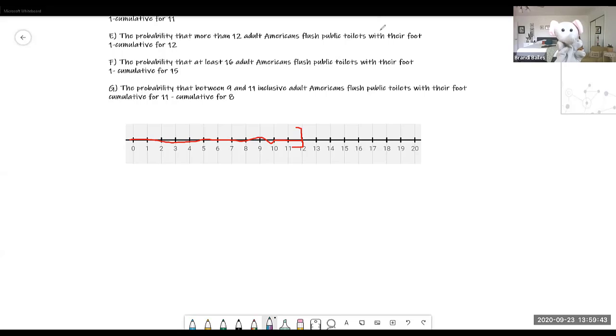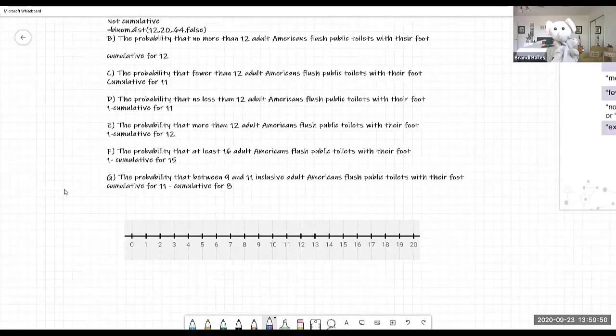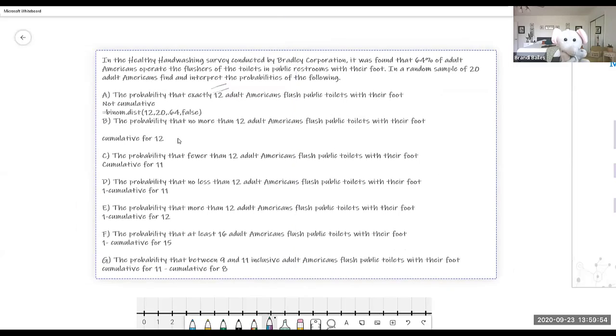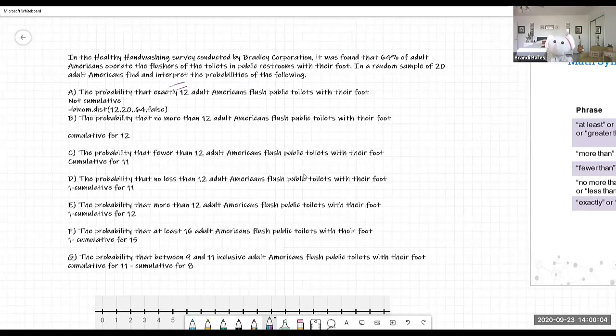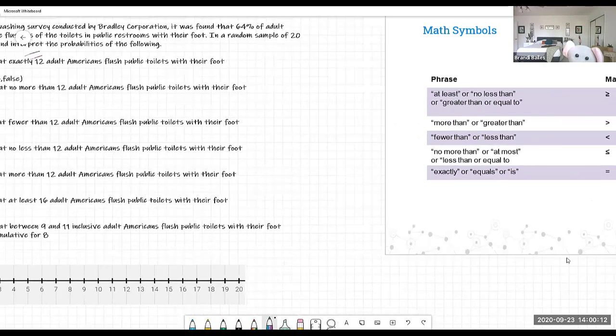Okay, so let's read the next problem and see if we need the cumulative property. Alrighty, here we go. The probability that no more than 12 adult Americans flush public toilets with their foot. Oh, that's a no more problem. Let's go to our cheat sheet. Okay, so no more than, oh, that's right here. No more than, that's a less than or equal problem. So let's go look at the number line.